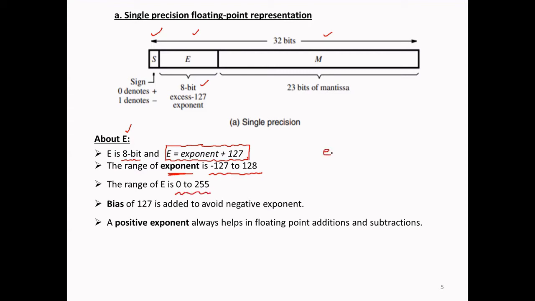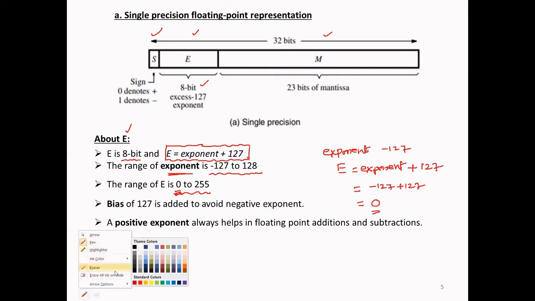Why? Suppose exponent equals minus 127. This is the minimum value I have taken. Now what is capital E? Exponent plus 127. Now what is the value? Minus 127 plus 127, that is equal to 0. The minimum value starts from 0, right? Now what is the maximum value?